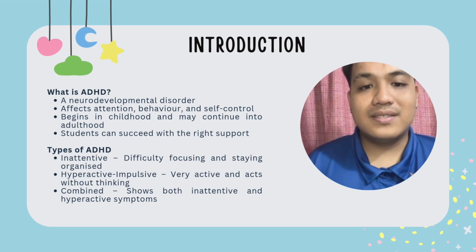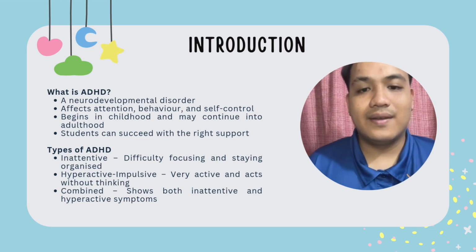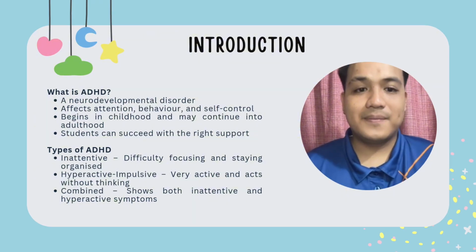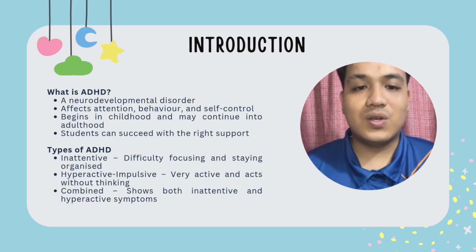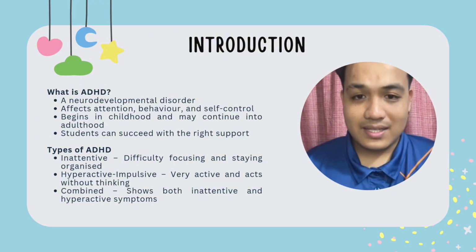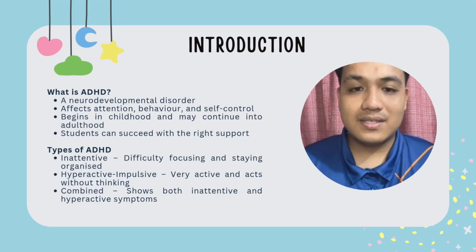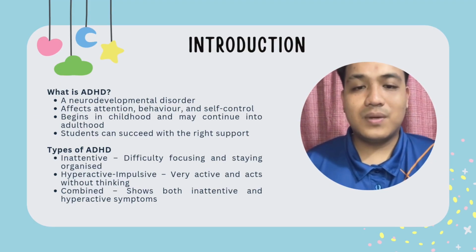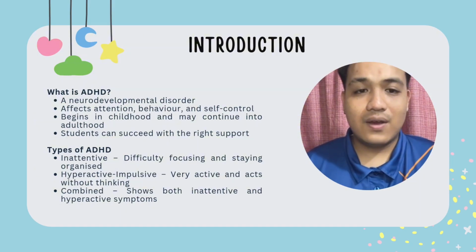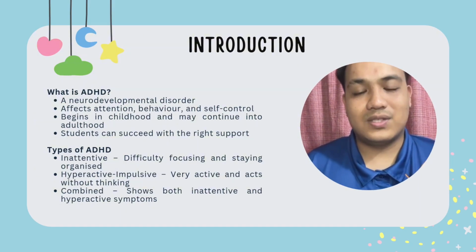The third type is combined ADHD. This is the most common type. Students with combined ADHD show both inattentive behaviors and hyperactive or impulsive behaviors. Because they experience both sets of symptoms, they often need extra support in the classroom.